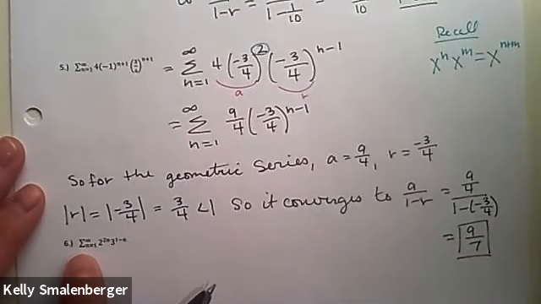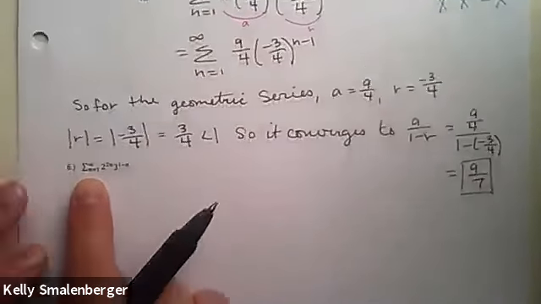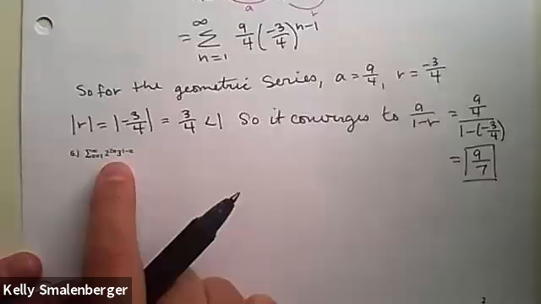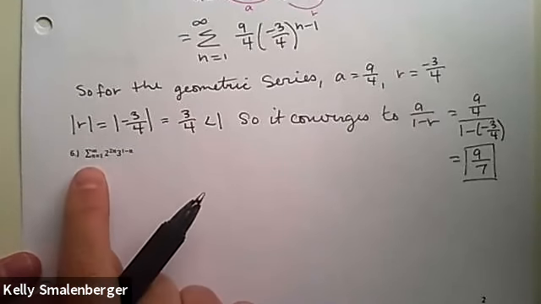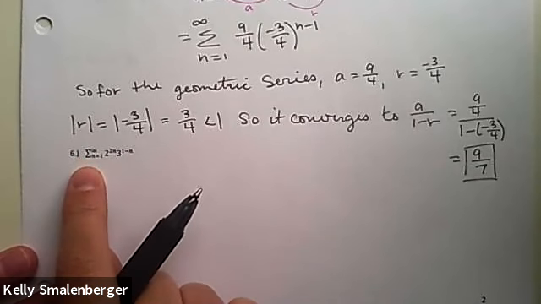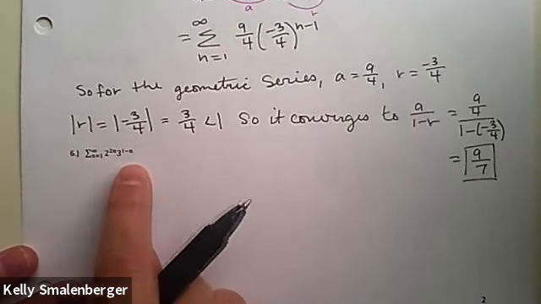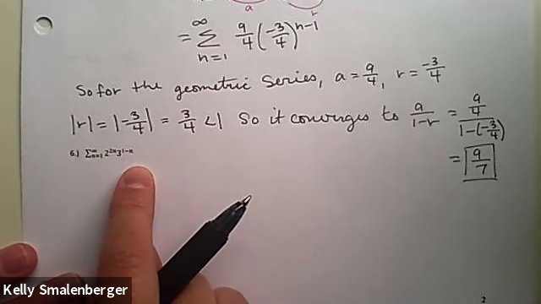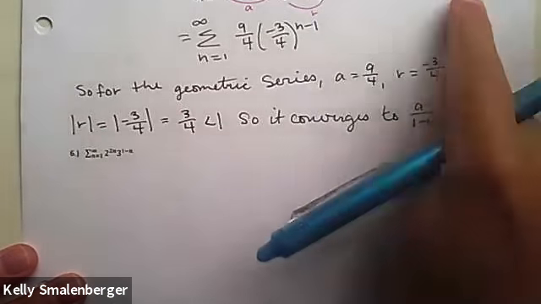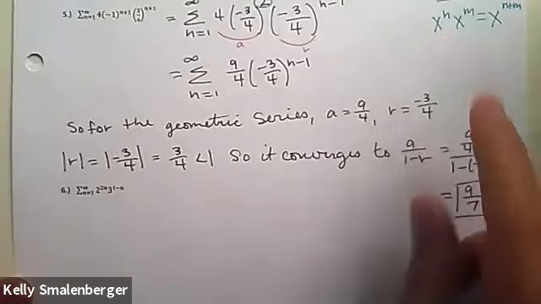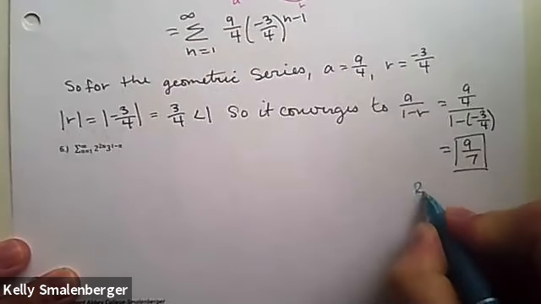So number 6 is the summation from n equals 1 to infinity of 2 to the 2n times 3 to the 1 minus n. So we need to make this look like the summation from n equals 1 to infinity of a times r to the n minus 1. So let's recall another rule of exponents. So here's one of our rules of exponents. Let's recall another.